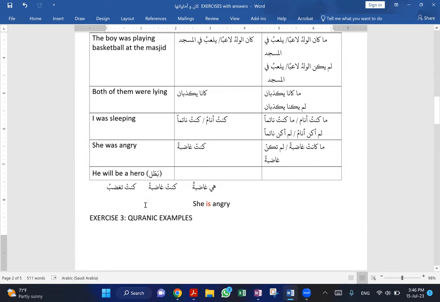And then lastly, we have كانت تغضب. How do I translate that? She was being angry. Yeah, she was being angry, or she used to be angry. Yeah, we can say used to be angry. Like she no longer is angry. So do you see the difference between these three?